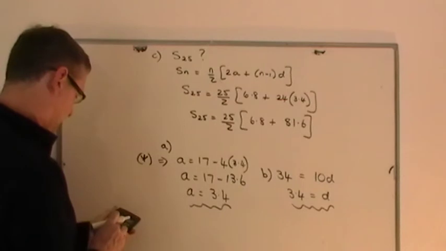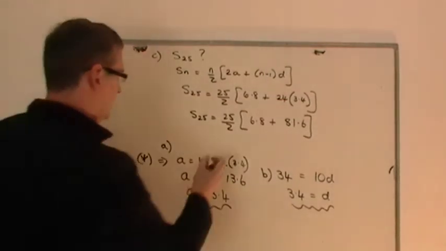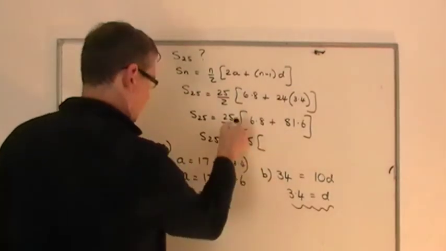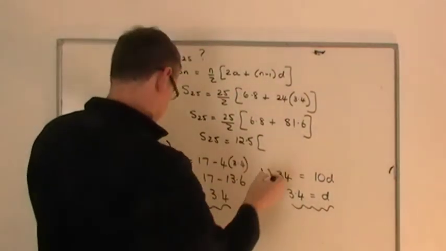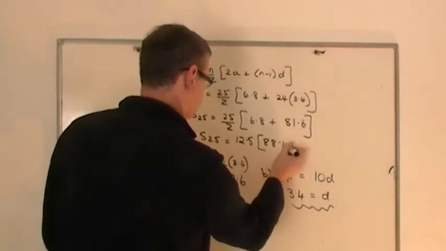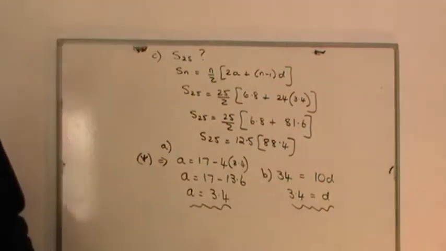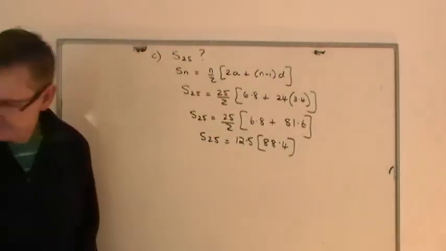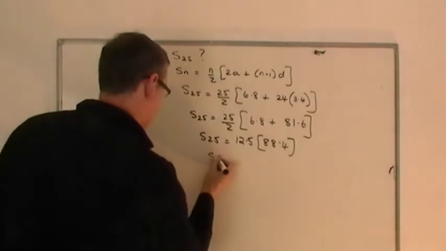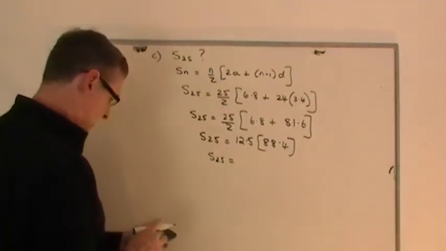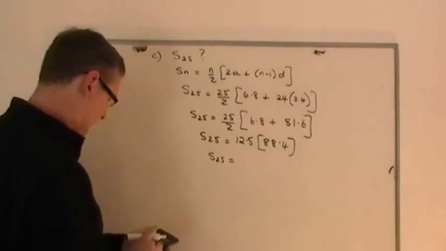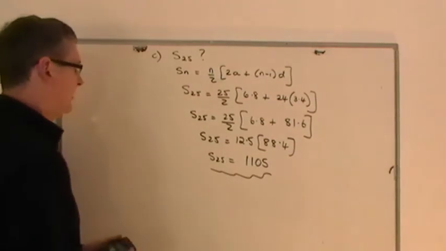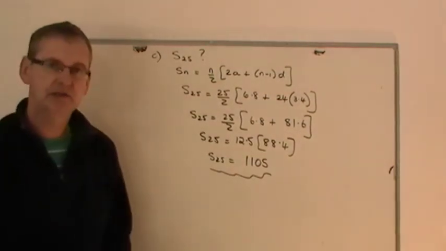So if I add that to 6.8, you're going to get S25 is equal to, well, that's 12.5 outside the bracket, 25 shared by 2, and that plus that gives 88.4. Let me then get rid of all of these, make some more space. S25 turns out to be 88.4 times 12.5, and you get 1105 is the sum of the first 25 terms of the arithmetic series.